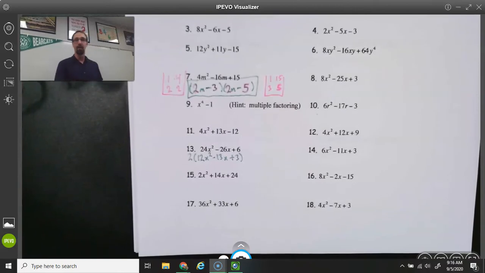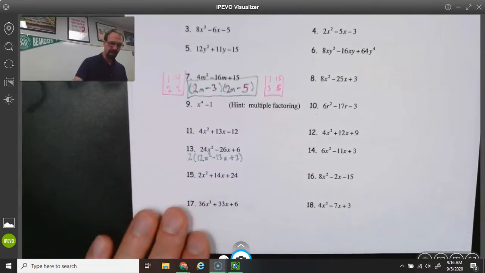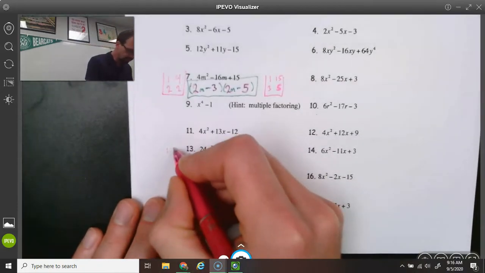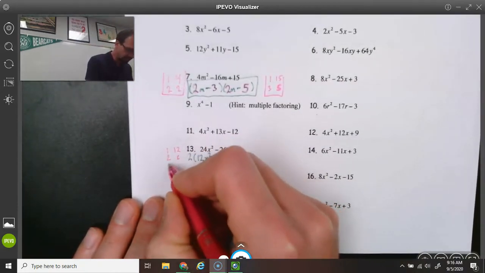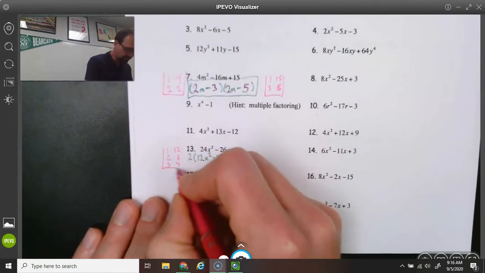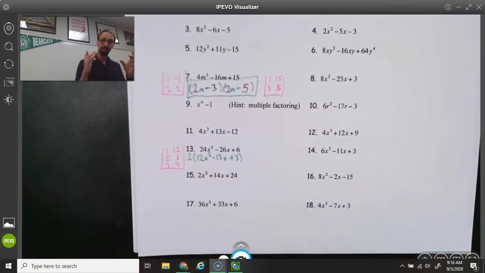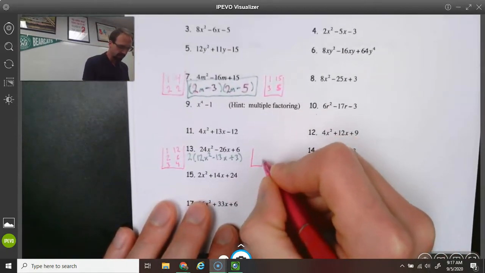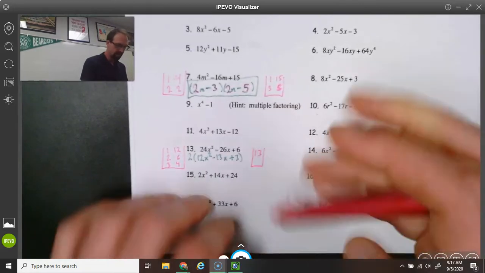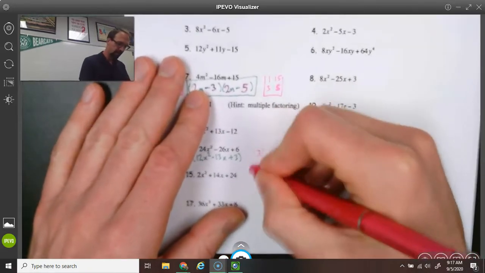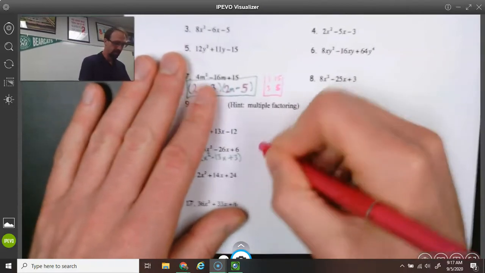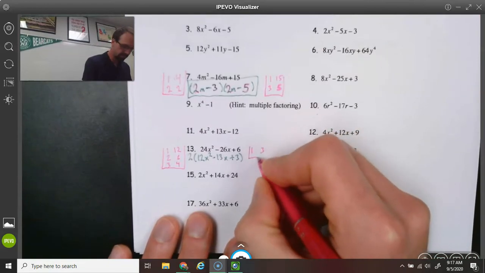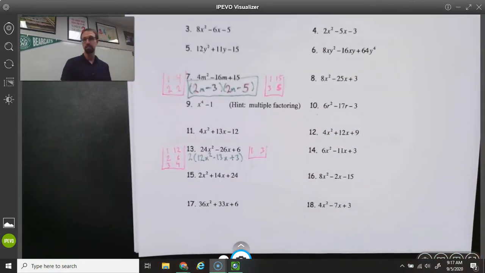So then now I'm finding the factors of 12 and 3 instead of my 24 and 6. So 1 and 12, 2 and 6, 3 and 4. So again, those are going to be the first terms in my parentheses. And then the factors of 3 are 1 and 3. It's helpful to write legibly, especially if you're a teacher. People like to actually read what you write.